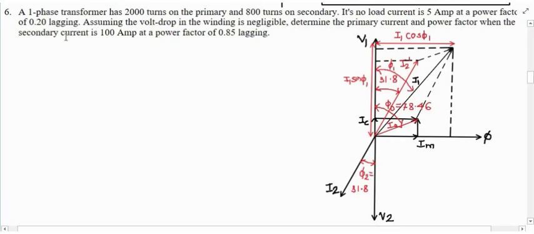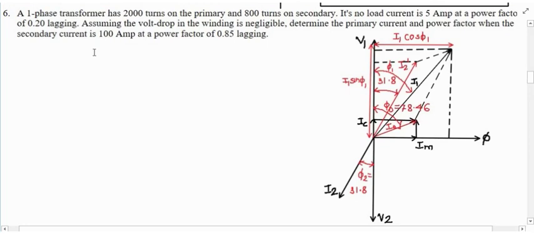Statement of the next problem is: a single phase transformer has 2000 turns on primary and 800 turns on secondary. Its no load current is 5 ampere at power factor of 0.2 lagging. Assuming the whole drop in the winding is negligible, determine the primary current and the power factor when the secondary current is 100 ampere at a power factor of 0.85 lagging.